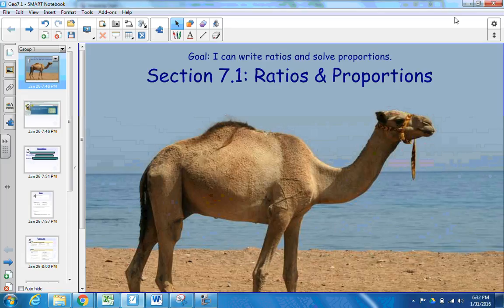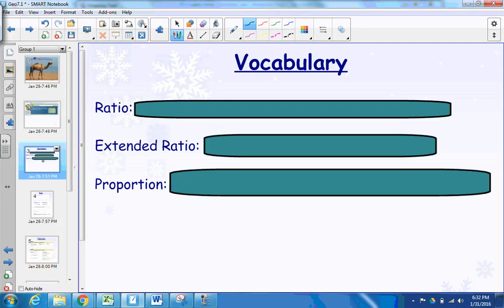We're starting off chapter 7, which is all about similarity, so similar things, which are not necessarily congruent but similar. And we're going to start off with ratios and proportions, a good review from some algebra. So the goal for today is I can write ratios and solve proportions. All right, a couple vocab as we get started here.